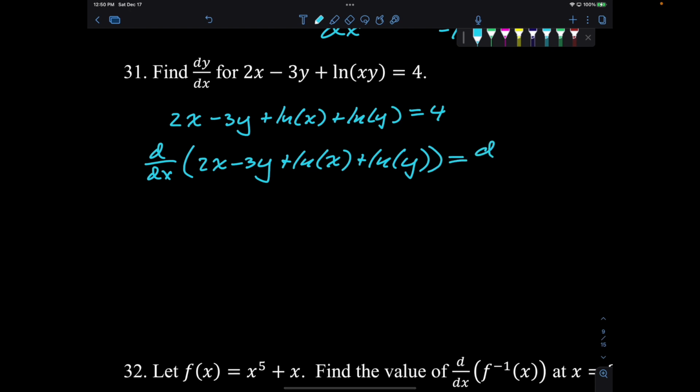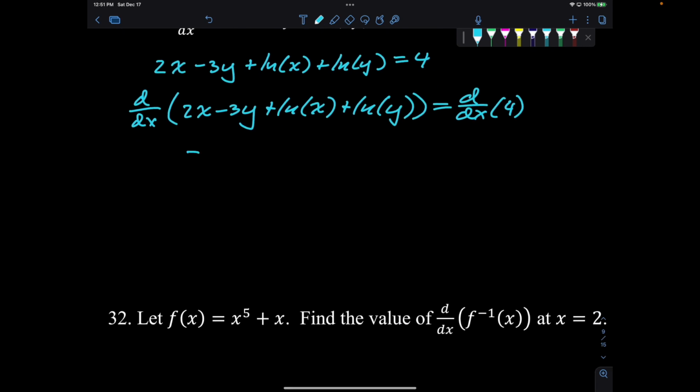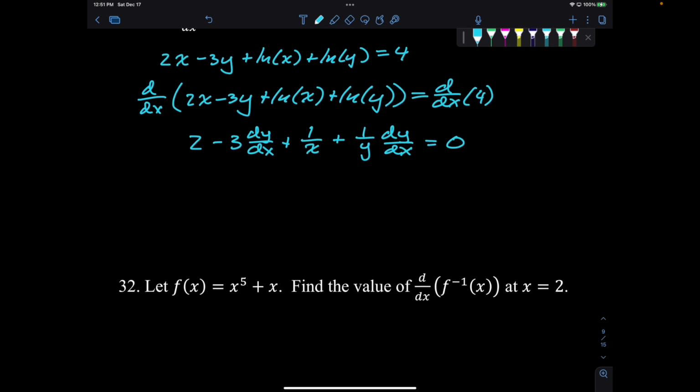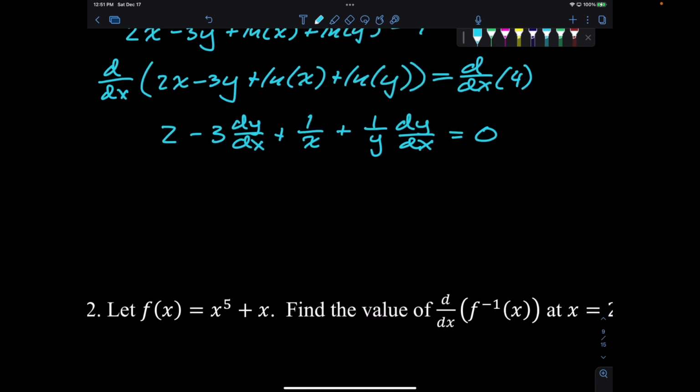All right, d/dx of 4. So we get 2 minus 3 dy/dx. The derivative of natural log of x is 1 over x. The derivative of natural log of y is going to be 1 over y, and then dy/dx. And the derivative of 4 is 0. What are we trying to find here? dy/dx. We've got to solve for dy/dx. How much do we need to simplify it, though, is kind of the real question.